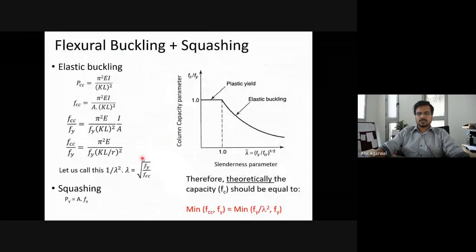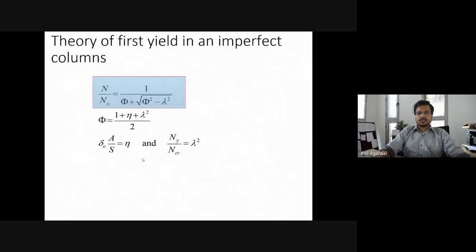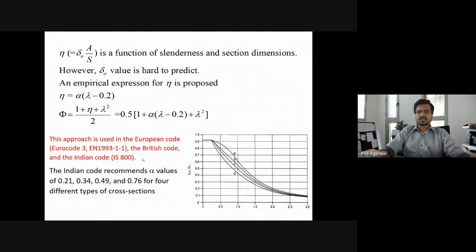Okay, I'll go back to my presentation then. So this is the theory of first yield, which gives you almost very similar expression as in the Indian code, only that at the end, this eta factor is slightly an empirical value introduced instead of our theoretical eta. The eta was theoretically equal to delta 0 A by S, which is replaced with alpha times (lambda minus 0.2). Other than that, it's the same equation. Similar approach and similar equations are available in the Indian code, in the European code, in the British code. So that is the approach that we have adopted in India also.